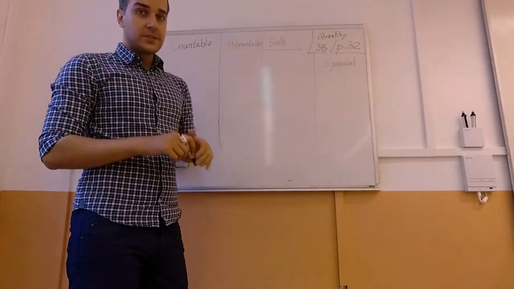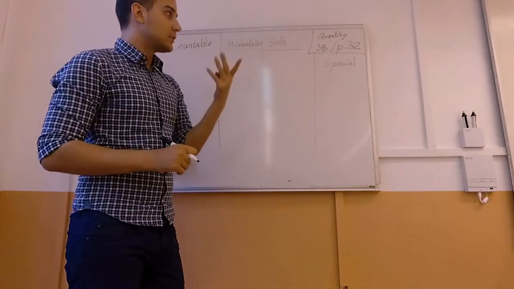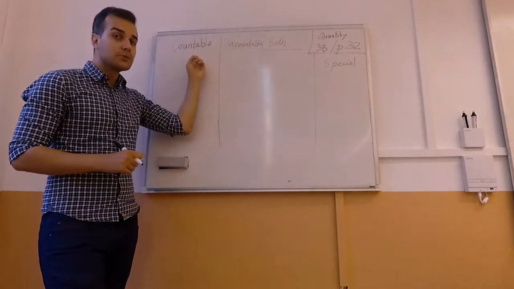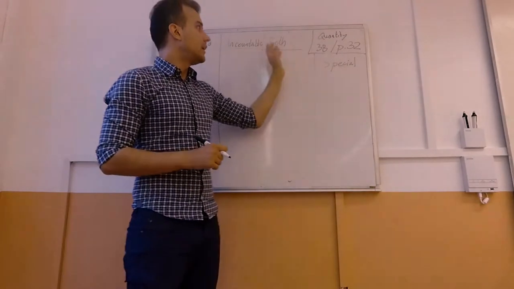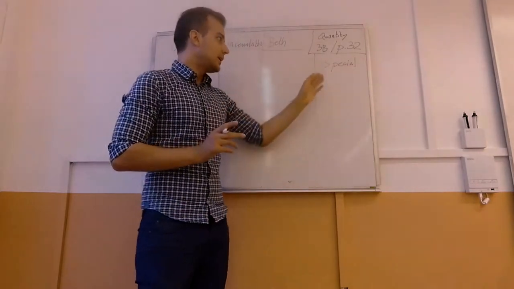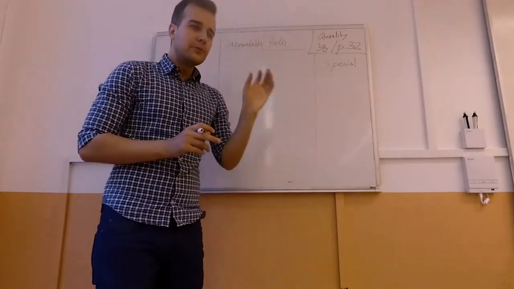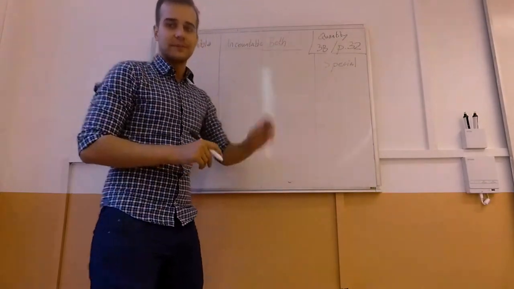As you can already see on my table right here, I split it into four different groups. The first one is countable, počítatelné, uncountable, nepočítatelné. Both, it doesn't matter, so počítatelné, nepočítatelné, and then special. This would be for a special kind of cases, like questions or negative, we'll see.